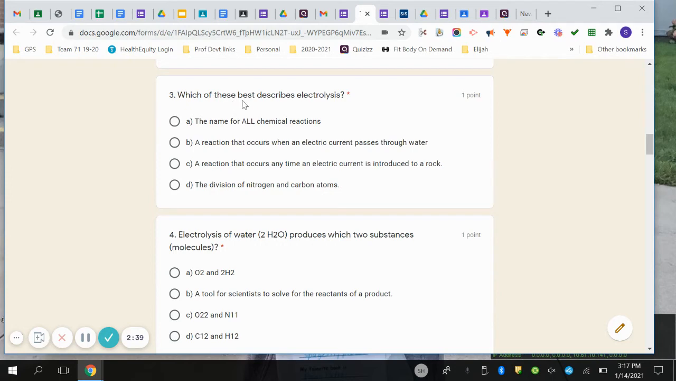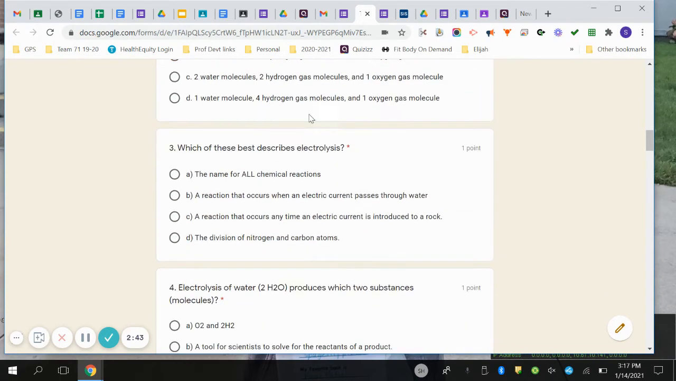Number 3, which of these best describe electrolysis? Exactly what I just said right up here. A, the name for all the chemical reactions. B, a reaction that occurs when an electric current passes through water. C, a reaction that occurs anytime an electric current is introduced to a rock. Or D, the division of nitrogen and carbon atoms.